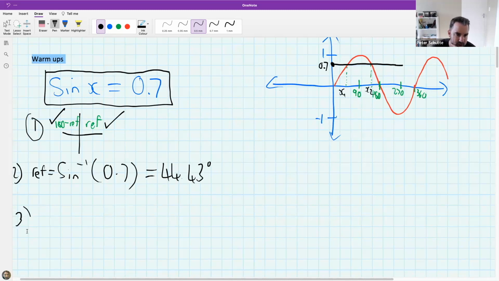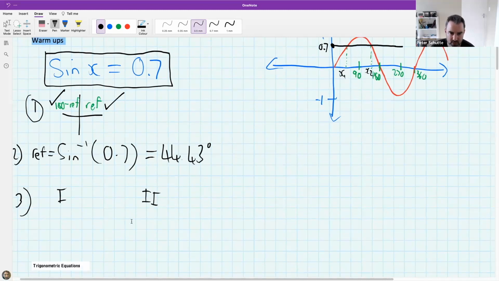So now step 1 was identifying the quadrants. Step 2 was finding the reference angle. Step 3 is going to be to write out the answers. But because there's an answer in quadrant 1 and in quadrant 2, I'm going to make space for 2 answers. And in quadrant 1, the answer will be 44.43. Or in quadrant 2, it will be 180 minus 44.43.